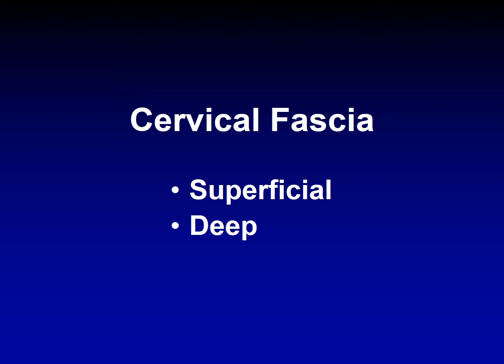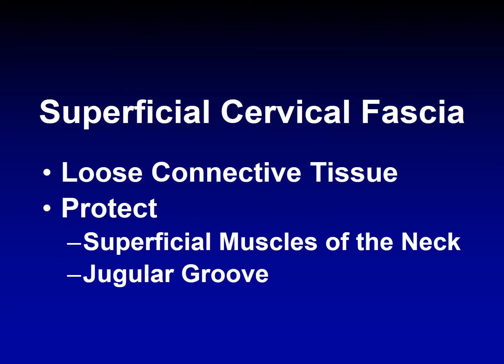Superficial and deep. And I mentioned earlier that the superficial cervical fascia is loose connective tissue that protects the superficial muscles of the neck as well as the jugular groove. So it's loose connective tissue that wraps around the muscles of the neck and also protects the jugular groove. That's very important.